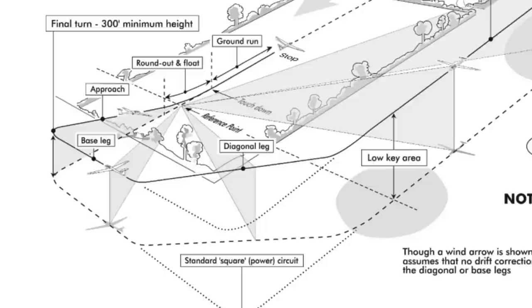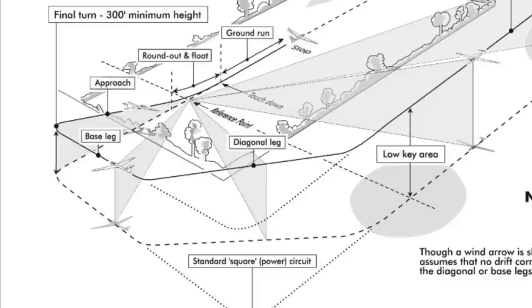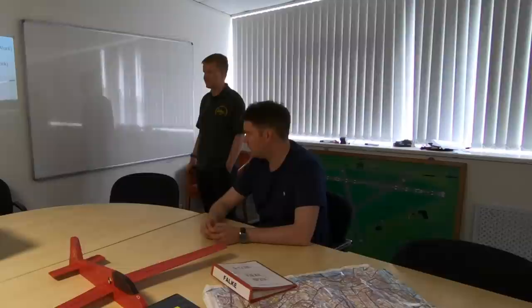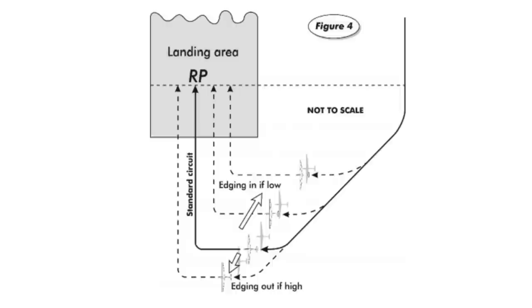If we were doing okay, we might need to take a 25-30 degree cut onto that diagonal just to keep the circuit nicely spaced before going onto the base leg and then onto the final approach before we get to 300 feet. If we're a bit high, we can widen out that diagonal leg and give ourselves a bit more space. If we get a bit low, then we can bring the circuit in a little bit to make sure we get onto that final turn at 300 feet.